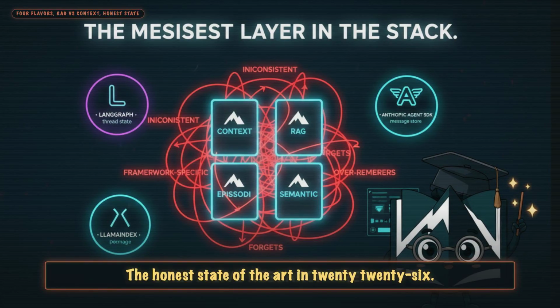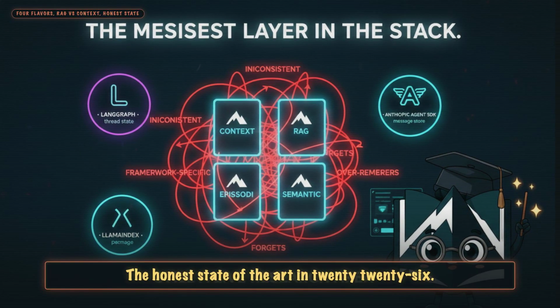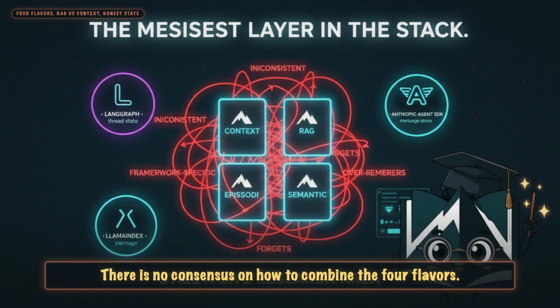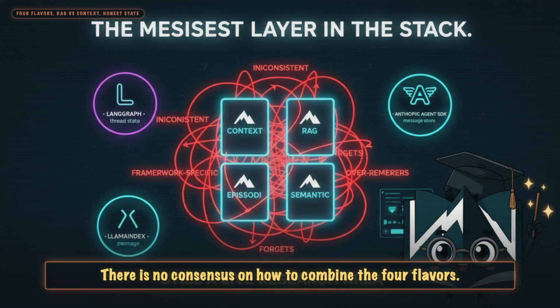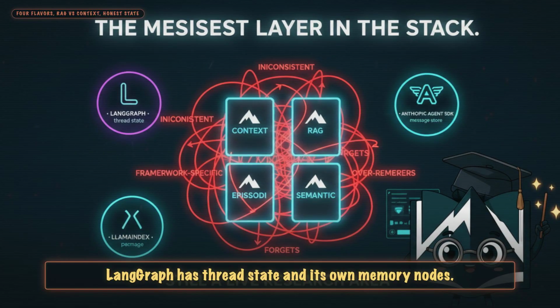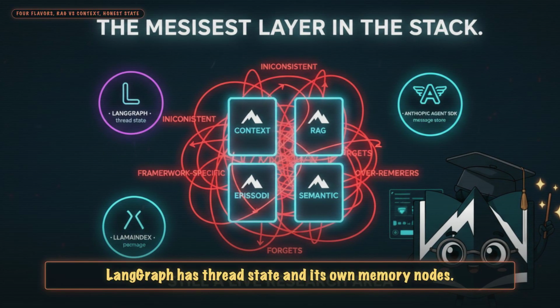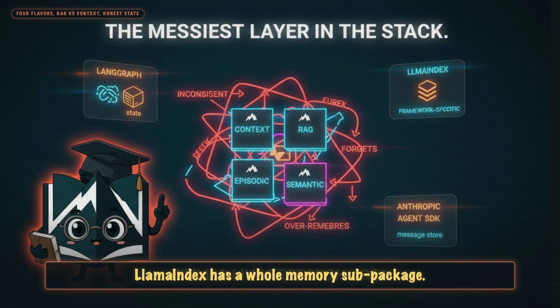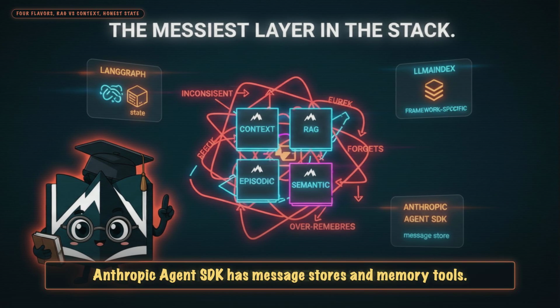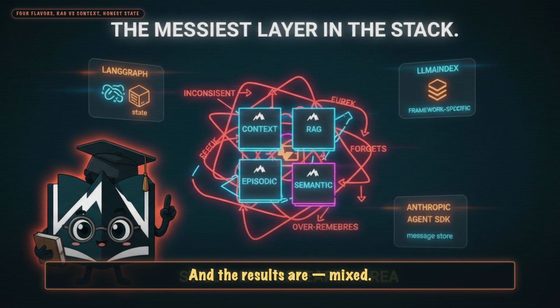Beat 3. The honest state of the art in 2026. Agent memory is the messiest layer in the whole stack. There is no consensus on how to combine the 4 flavors. Every framework does it differently. LangGraph has thread state and its own memory nodes. LlamaIndex has a whole memory sub-package. Anthropic Agent SDK has message stores and memory tools. And the results are mixed.